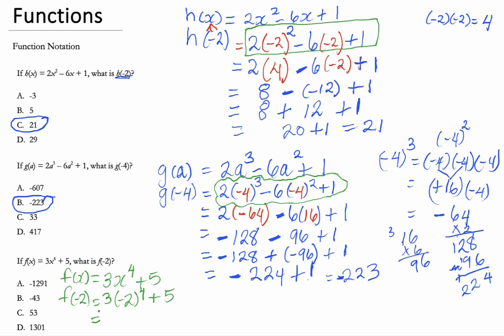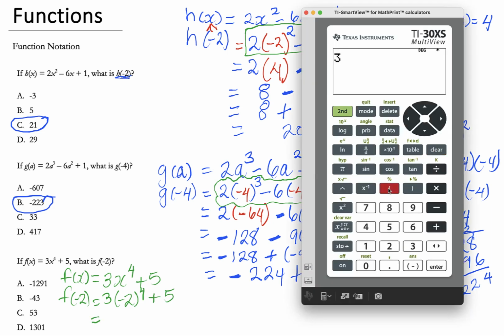For time, I'm going to use the calculator. 3, open, negative 2, close. Now because it's a 4, you need the caret. There's the 4. Go to the right, add 5, enter. And notice our answer is 53.